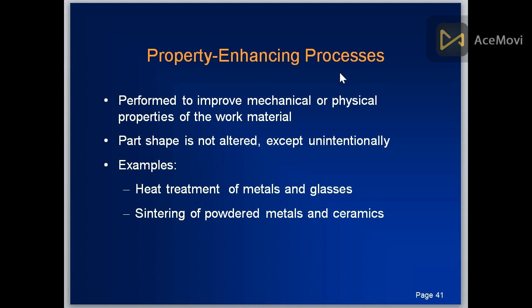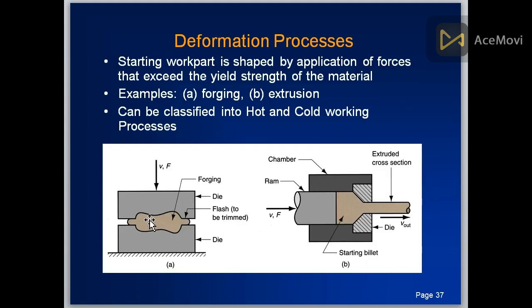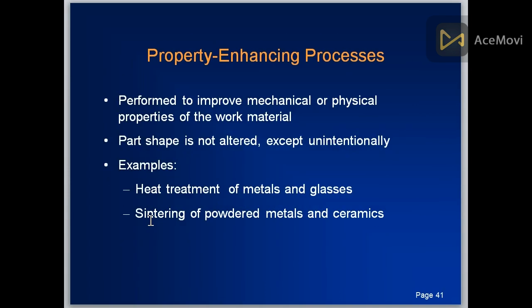Property enhancing processes are performed to improve the mechanical or physical properties of the working material. For example, if we need toughness, we do one process. If we need ductility, we choose another type of process. These are all included in heat treatment of metals. Also sintering of powdered material and ceramics, which I told you about before.